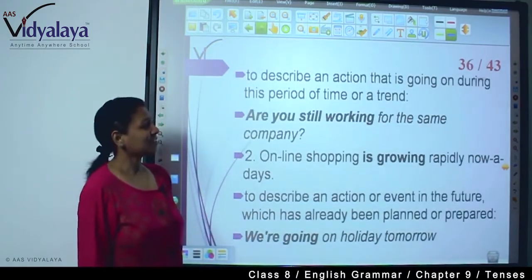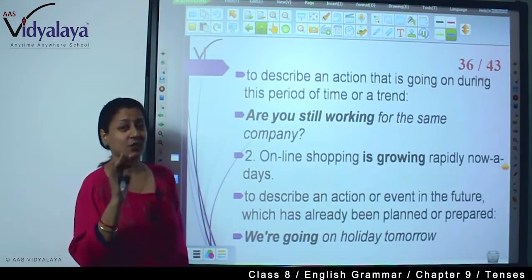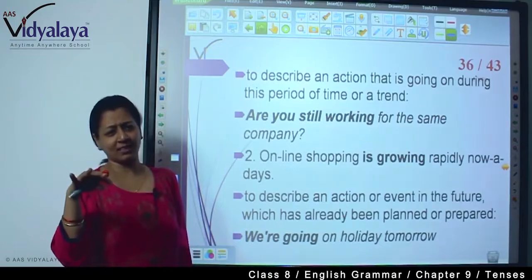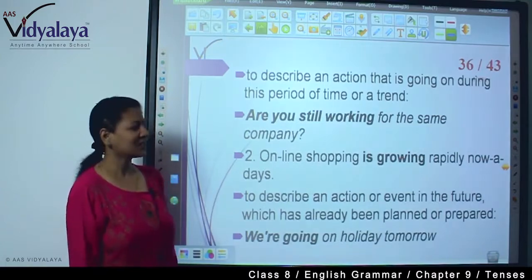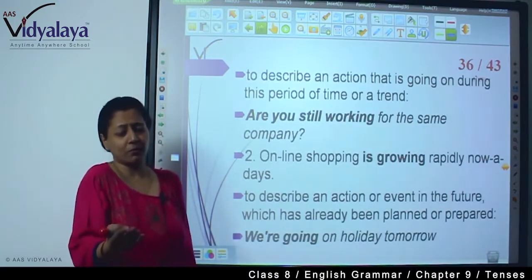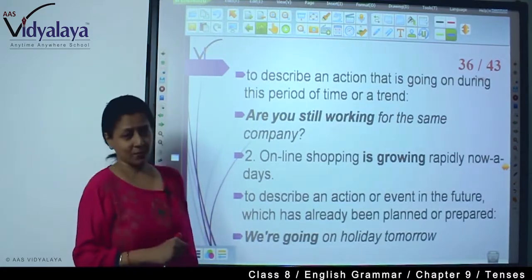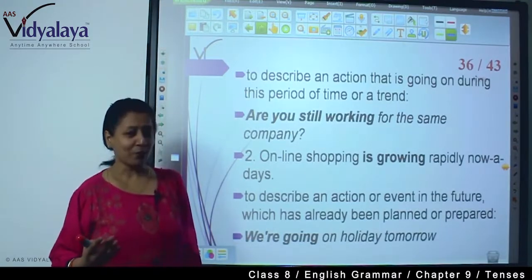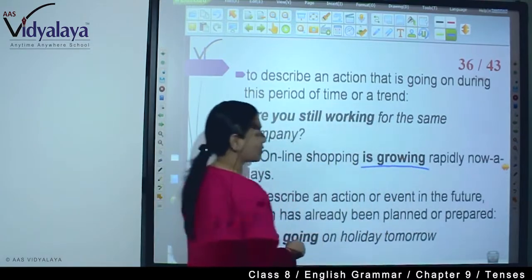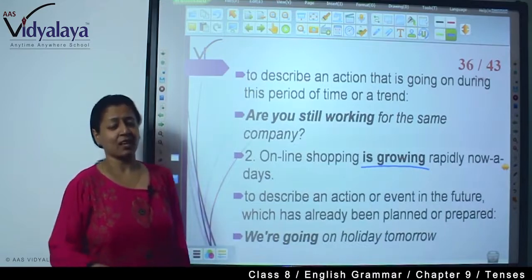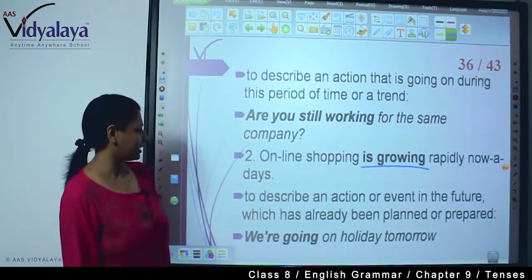Now, to describe an action that is going on during this period of time, or a trend. Anything that is trending and going on in this time, you can write in present progressive tense. For example, are you still working for the same company? I don't know whether the person has changed the company or not, so I am asking. And next: online shopping is growing rapidly nowadays. Here I am writing is growing, in progressive tense, because it has become a trend now.